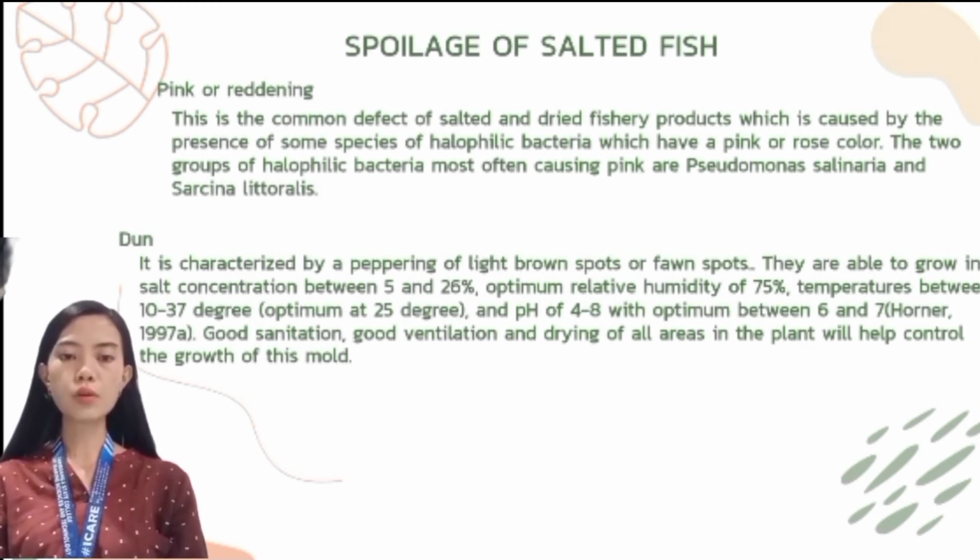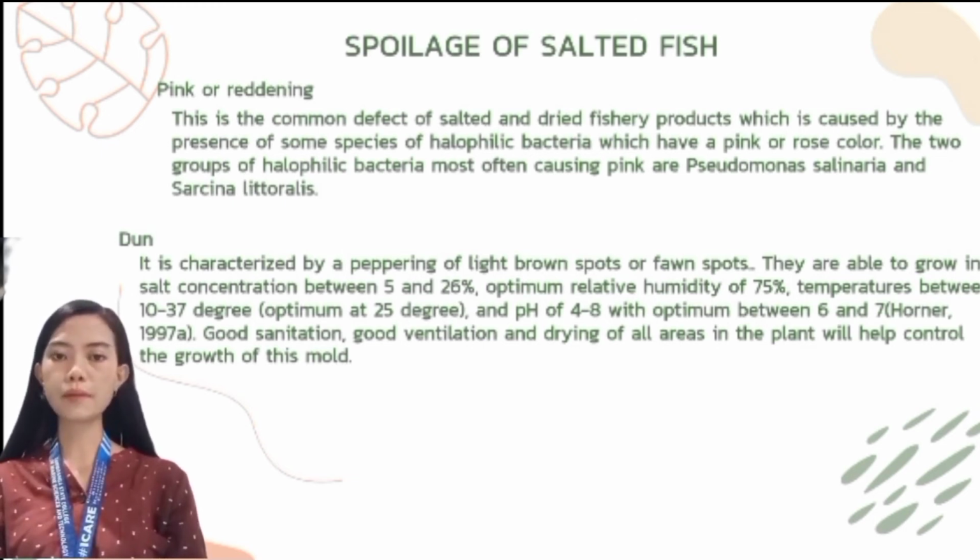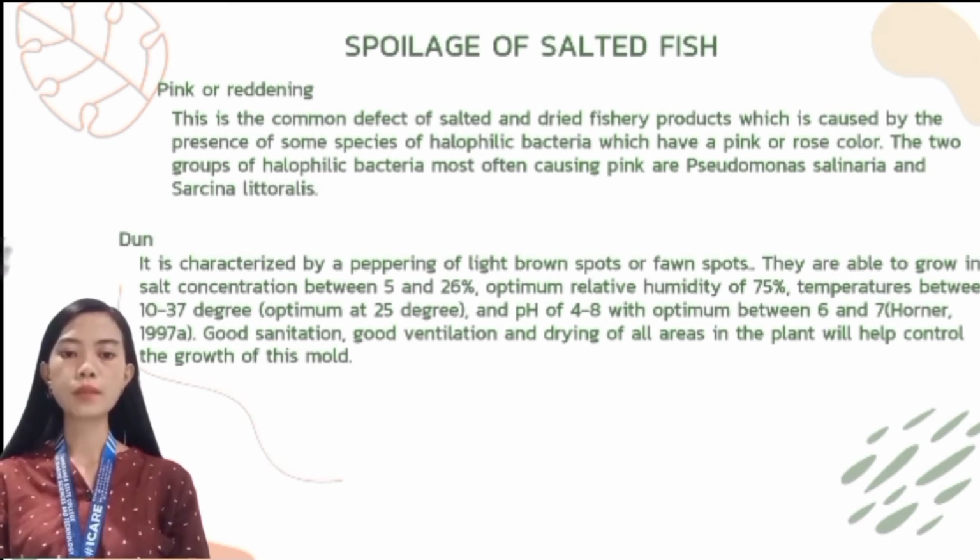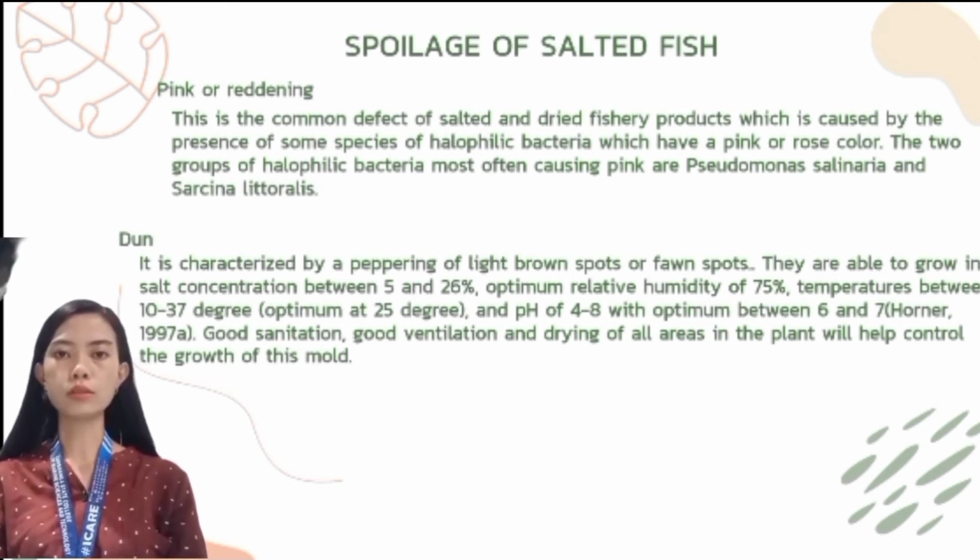They are able to grow in salt concentrations between 5 and 26%, optimum relative humidity of 75%, temperatures between 10 to 37 degrees, optimum at 25 degrees, and pH of 4 to 8 with optimum between 6 and 7. Good sanitation, good ventilation, and drying of all areas in the plant will help control the growth of this mold.